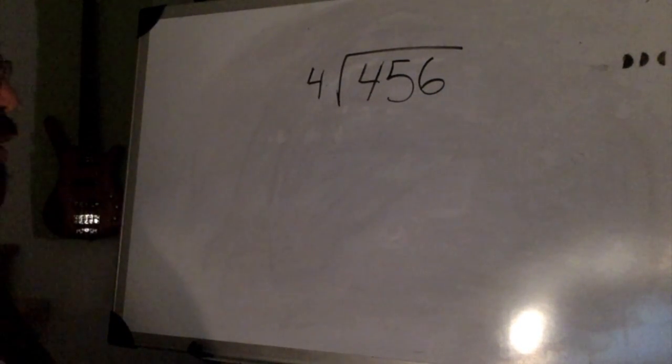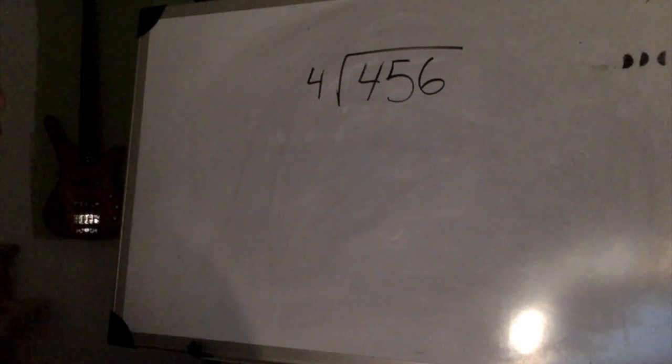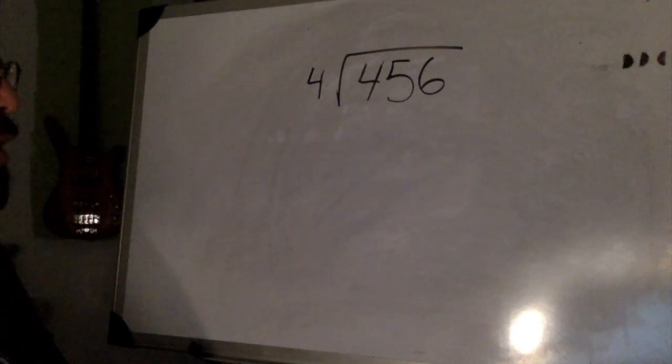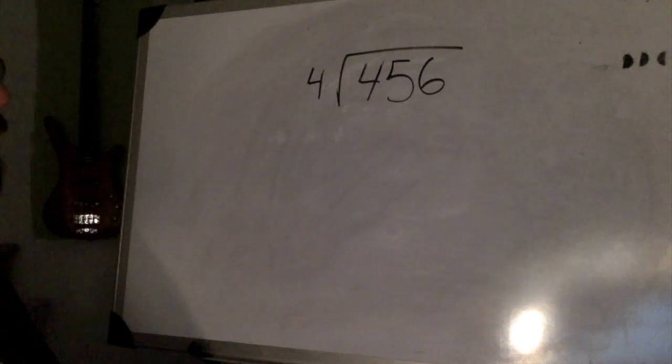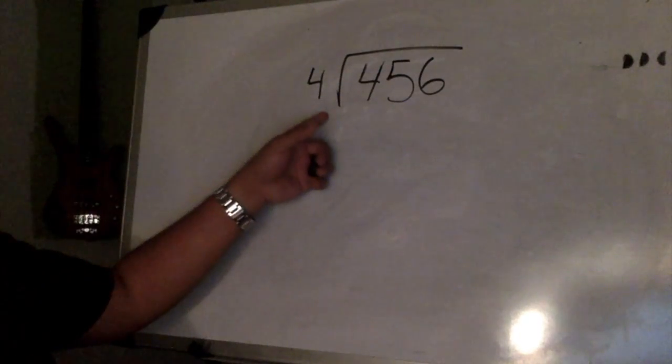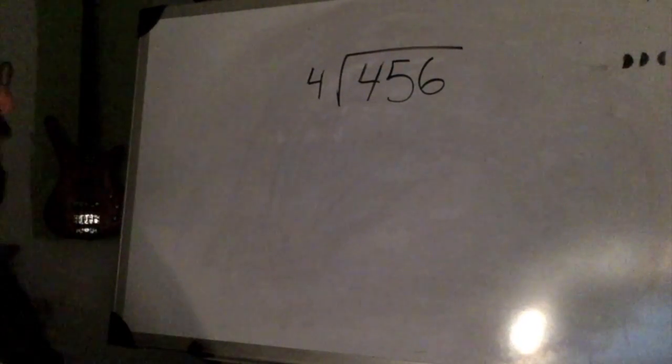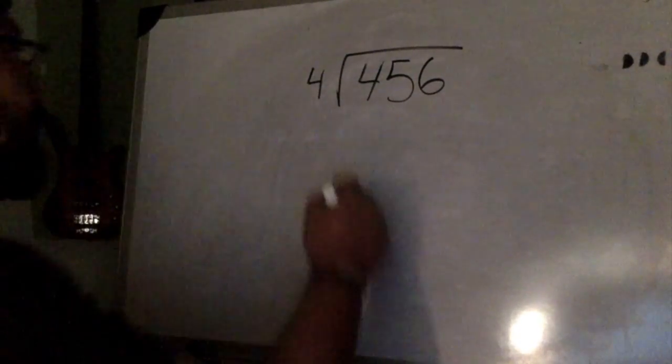4 times 1 is 4. 4 times 2 is 8. 4 times 3 is 12. 4 times 4 is 16. 4 times 5 is 20. 4 times 6 is 24. 4 times 7 is 28. 4 times 8 is 32. 4 times 9 is 36. 4 times 10 is 40. 4 times 11 is 44. Unfortunately, in this case, it does not work. However, it was a good thing that we tried to look for it, just in case we could skip a step. So let's go back.